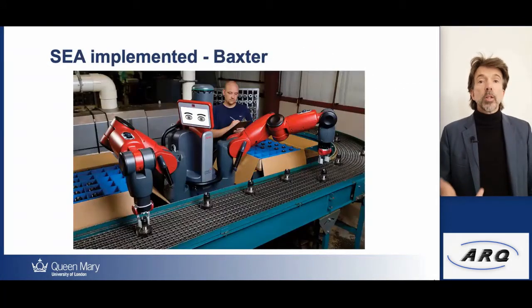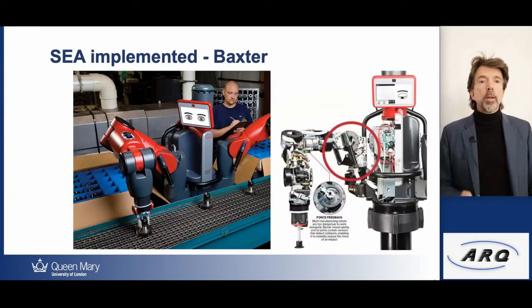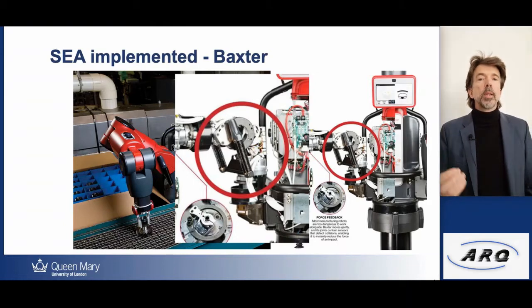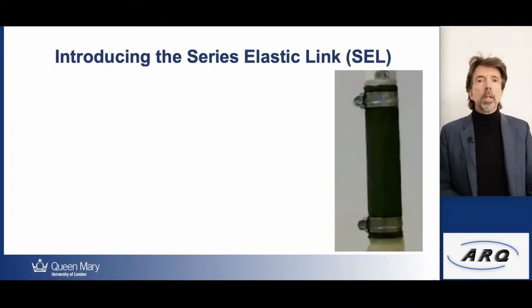And it has actually been realized in an industrial robot, the so-called Baxter. And if we zoom in here, we can see these two big springs within the circle. These are now making the soft connection between two links. So I'm introducing here the series elastic link, SEL.